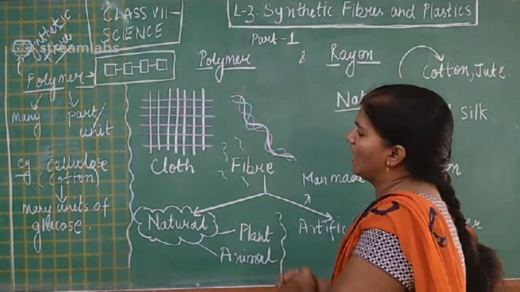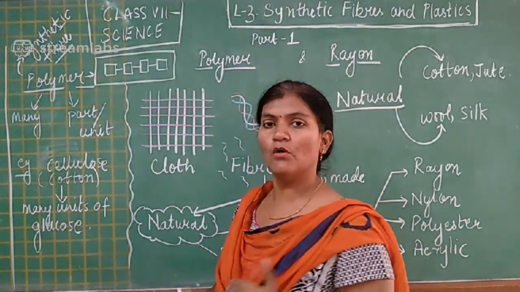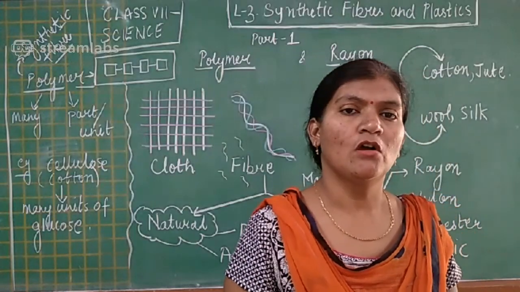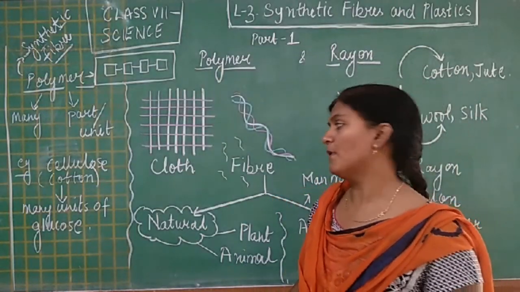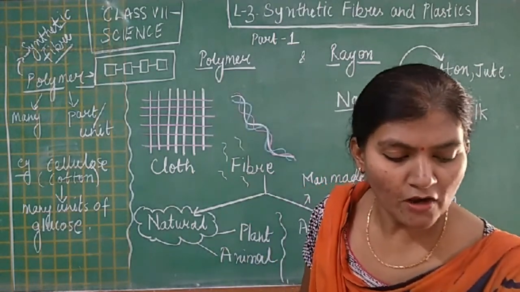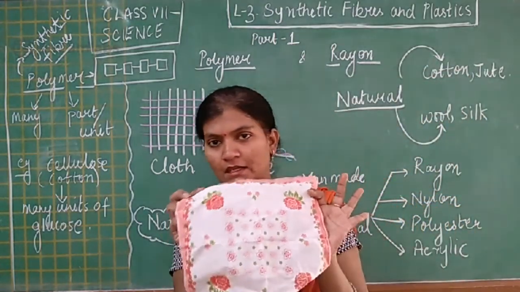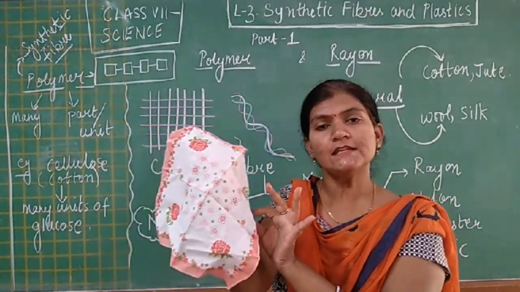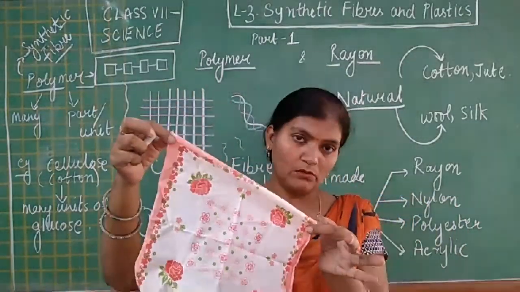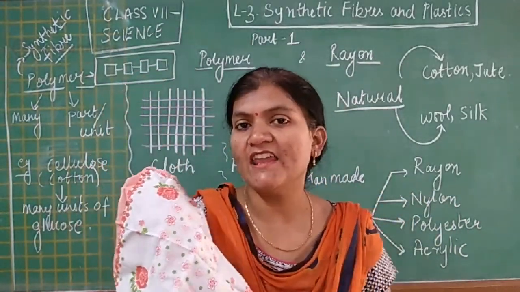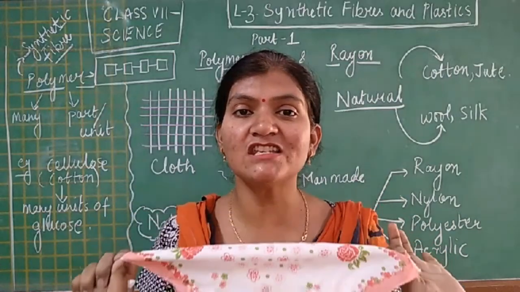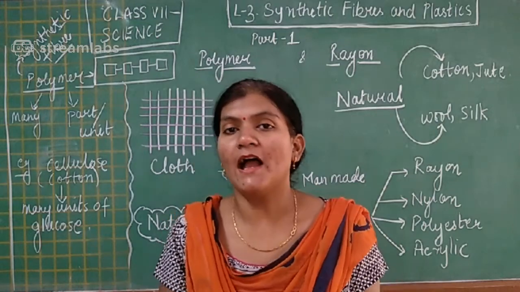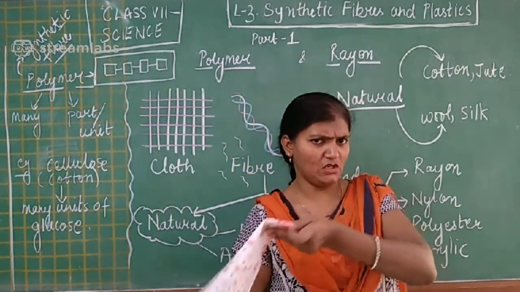Students, actually before going to polymer, I want to give you a small knowledge, certain things you should know about a cloth. For example, I have a hanky in my hand, and this whole hanky is actually a piece of cloth. Okay, students, and if you identify, hankies are made up of which type of fiber? It is cotton. Why do we use cotton? Why don't we use silk?